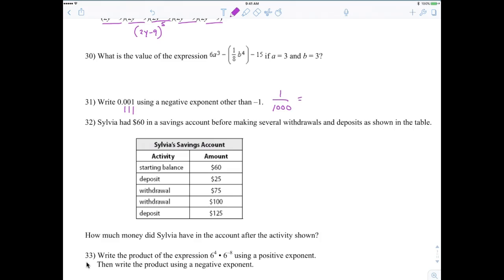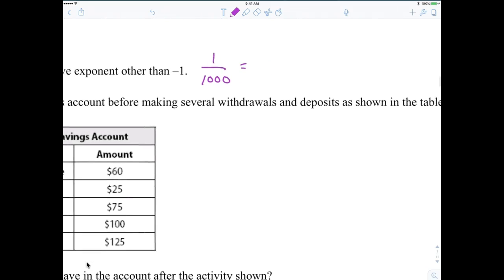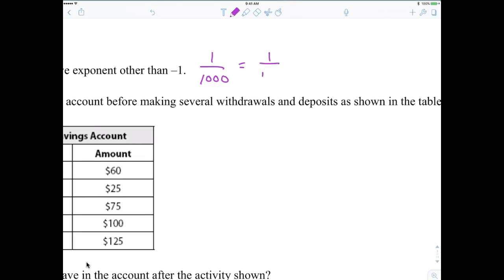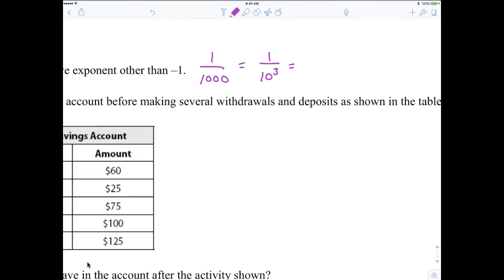All right? Now, 1,000, right, is the same as 10 to what power? 10 to the third, right? So we could write that as 1 over 10 to the third. Now, that is also the same as, we need a negative exponent. How can I write that as a negative exponent?